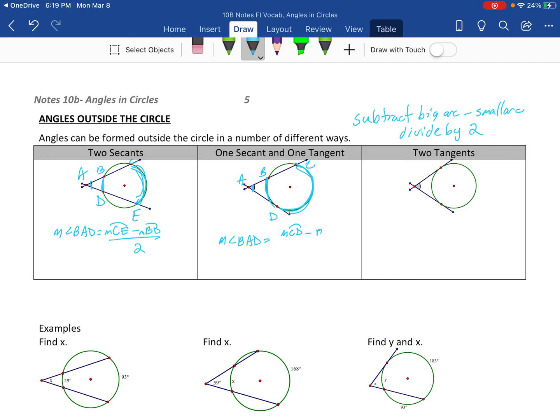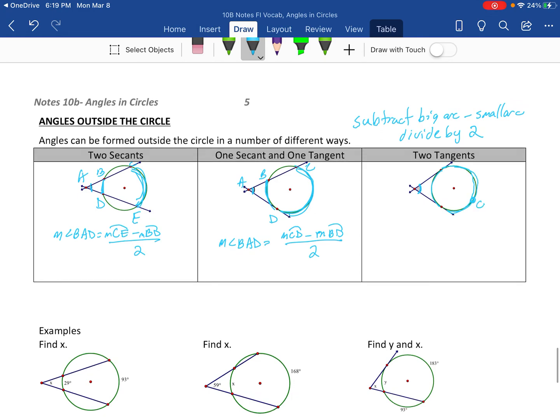Okay, minus the smaller arc, measure of arc BD, divided by 2. And the very last one, same thing. If we have two tangents, and I'm going to throw a little point right here. We're going to have a C here. And so this is going to be BAD.